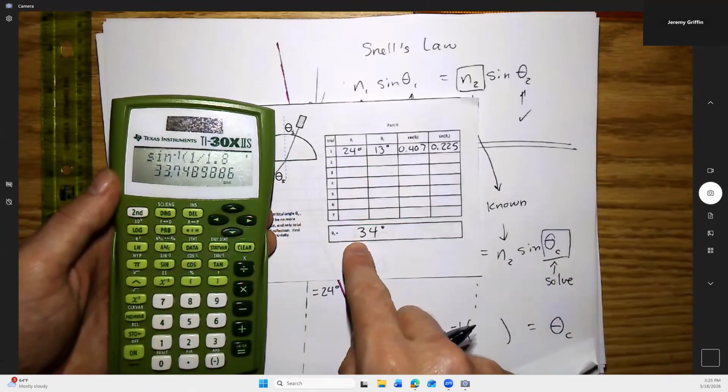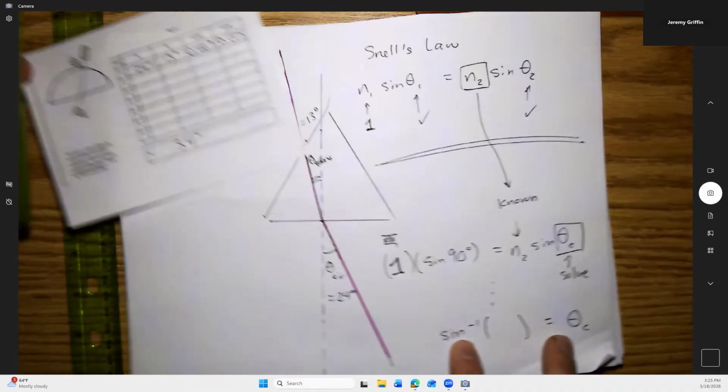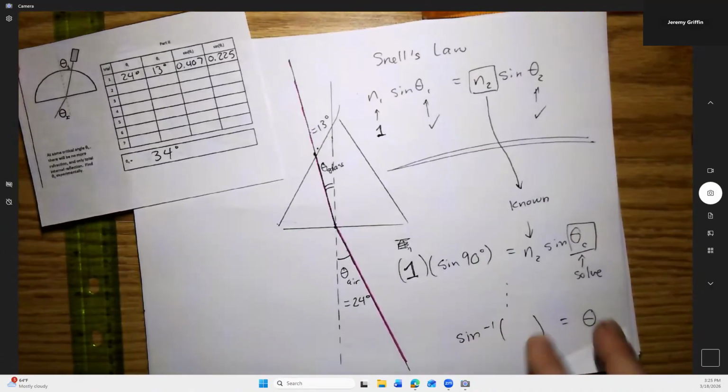Okay? You guys see that? So that's how you could calculate the critical angle. You just do this math right here after you know the index of refraction.